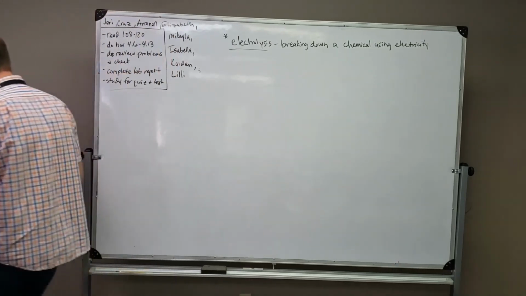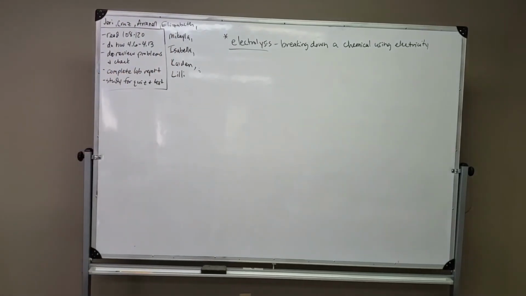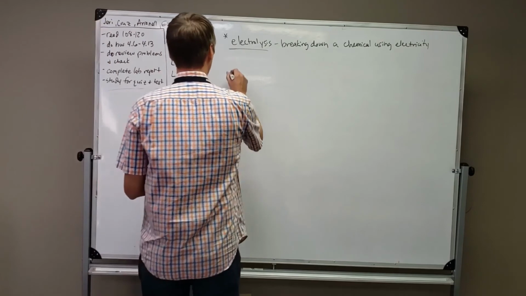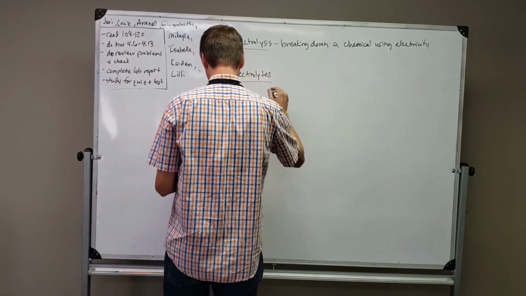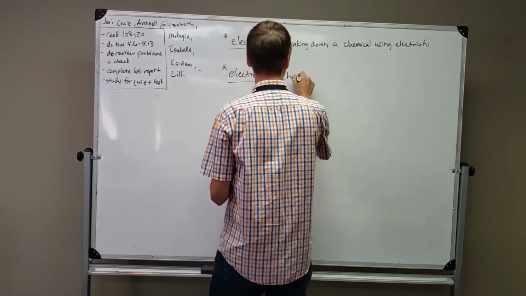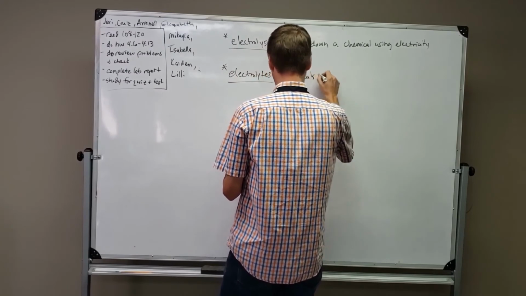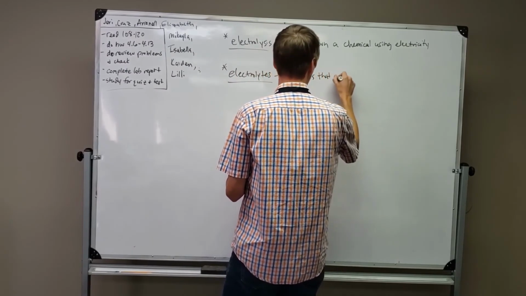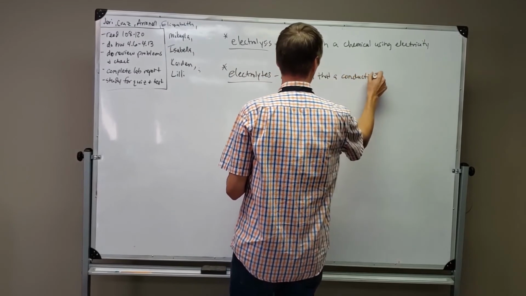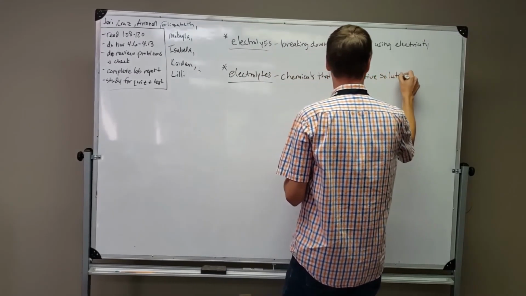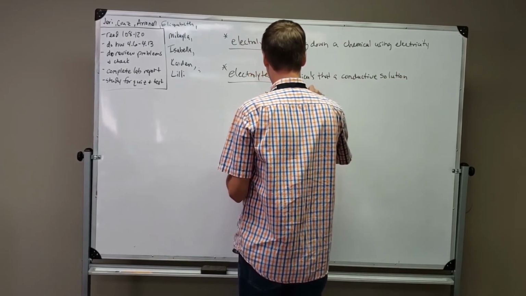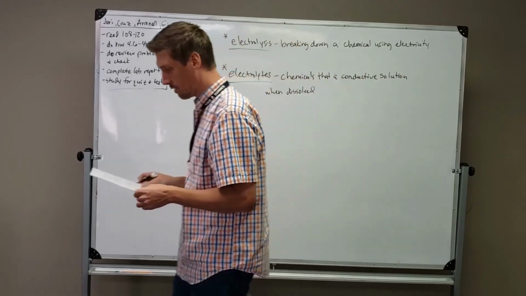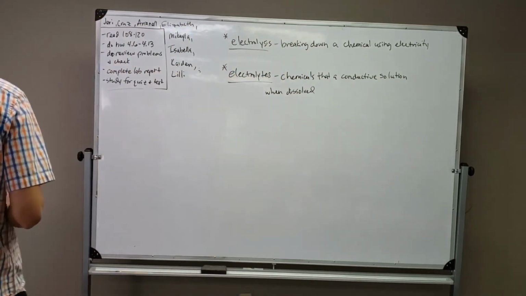Okay? And I'll write down the definition of an electrolyte. Electrolytes, these are chemicals that form a conductive solution when dissolved. All right? Chemicals that can form a conductive solution when dissolved.